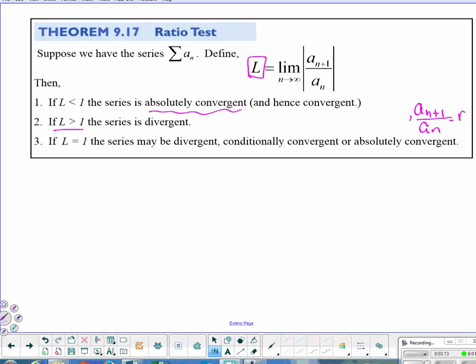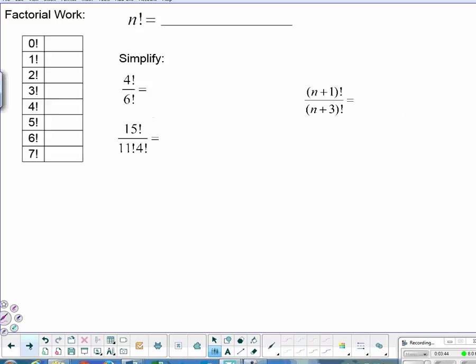If our limit turns out to be a number greater than 1, we know it is divergent. And then the third possibility now is that the limit does equal 1. And in that case, it could be divergent, it could be conditionally convergent, and it could be absolutely convergent. So it will take a different test to go ahead and prove which of those three cases your series happens to be. But that only occurs when the limit equals 1.